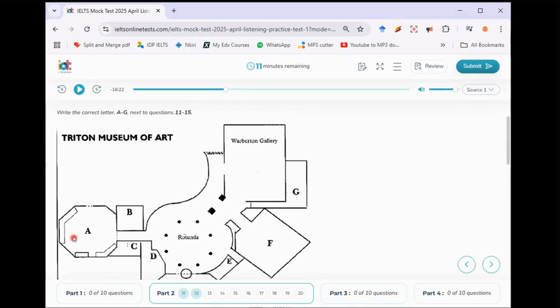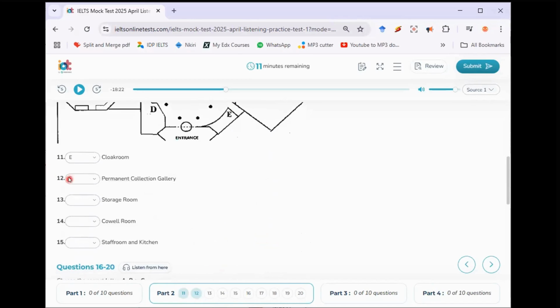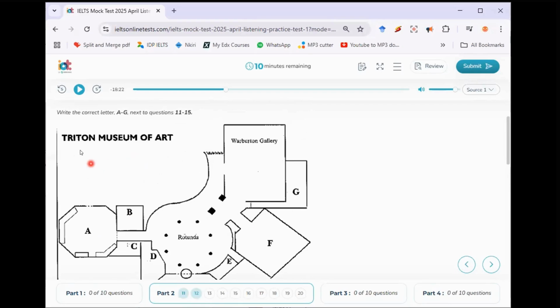It can't be A, okay? And it can't be G because this G looks like a hidden corner. This place can't be a gallery. It's too small. It's most likely going to be something else. And it can't be E. We have already used E. So my answer to number 12 is going to be F. Now let's move on to the next.